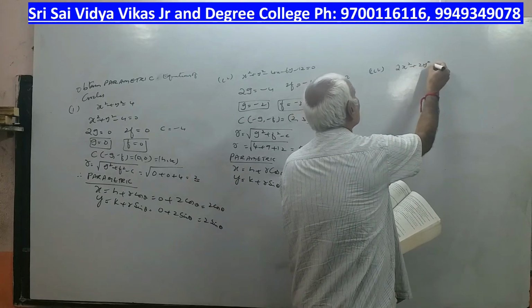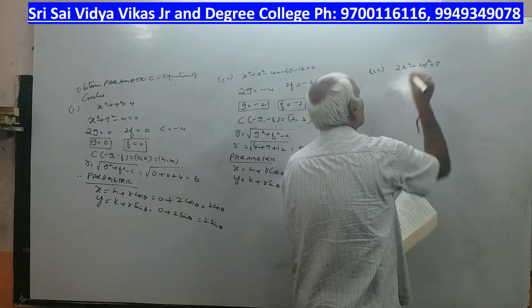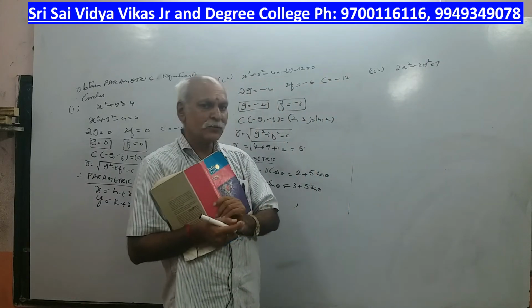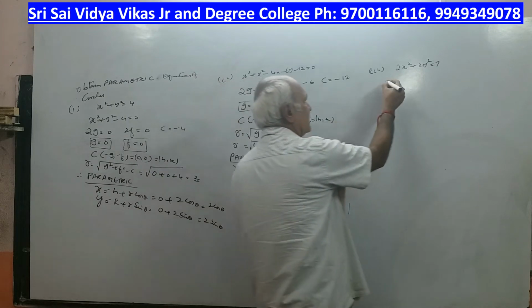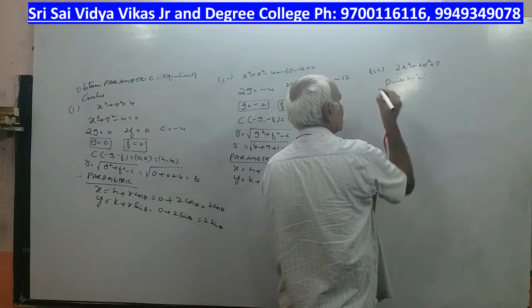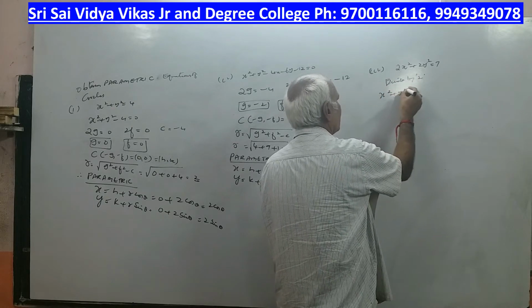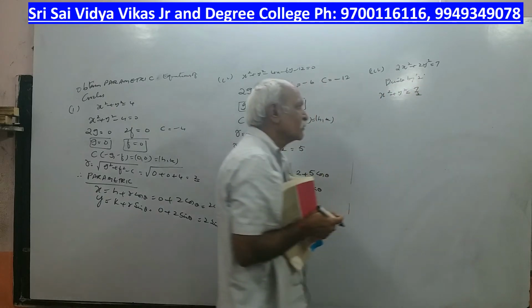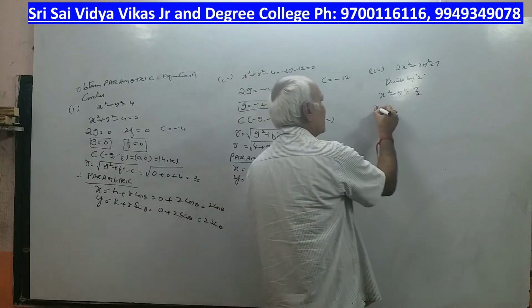2x² + 2y² = 7. Next one: 2x² + 2y² = 7. The first thing is to divide. We have to divide by 2 first. So what will happen? x² + y² = 7/2. Bring 7/2 to this side.